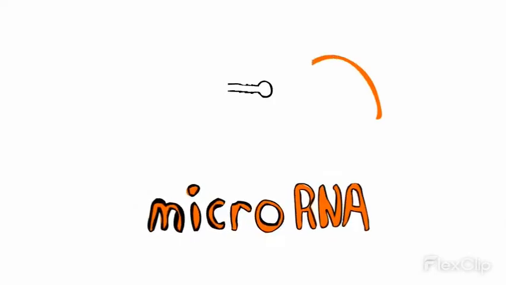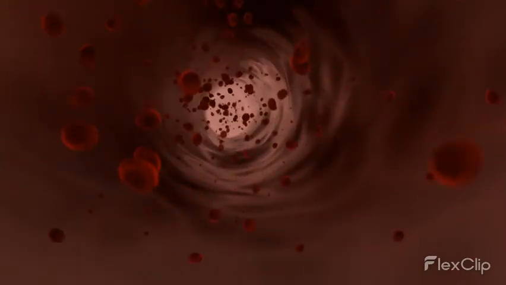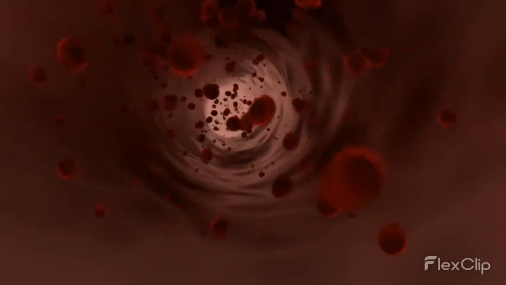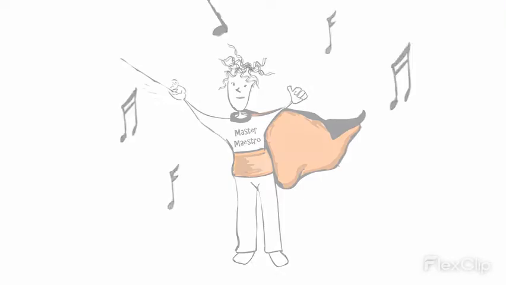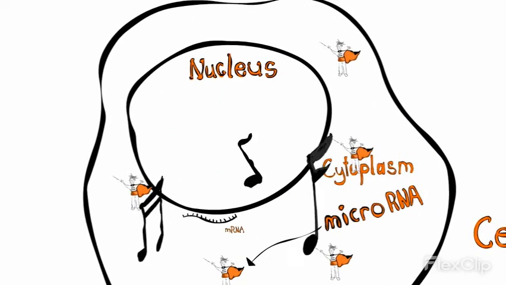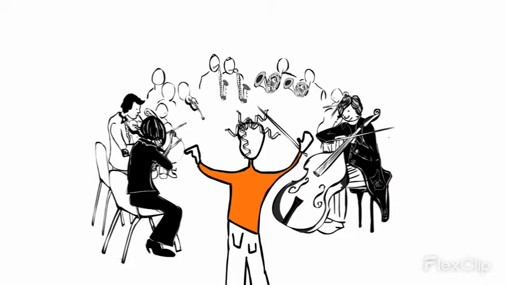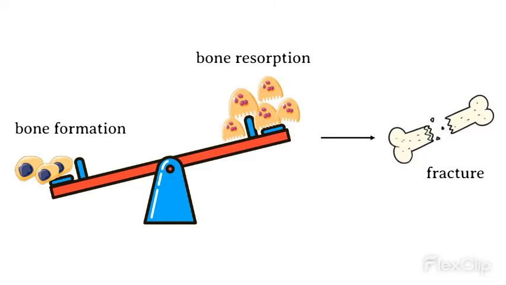What are microRNAs? MicroRNAs are very tiny molecules present in our blood. They are referred to as the master maestros of the human genome. They are similar to performers at a music event and have the ability to orchestrate a large gene network to instrument normal body functioning. When microRNA expression is dysregulated, they lead to disease. In this case, dysregulation of microRNAs leads to an imbalance in bone formation and bone resorption, leading to fragility fractures.